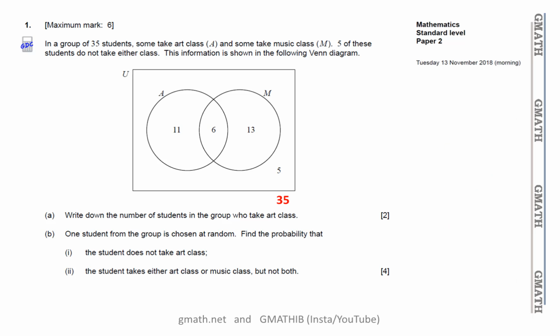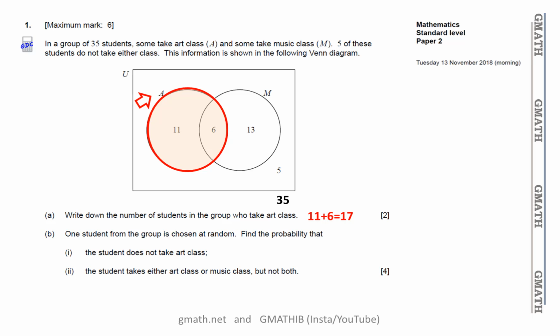There are 35 students in total, 5 of them in the remaining position. That is, 5 students study neither art nor music. First question: how many students take art classes? That is, how many students are members of Set A? 11 students take art classes only, while 6 additional students also take music classes.